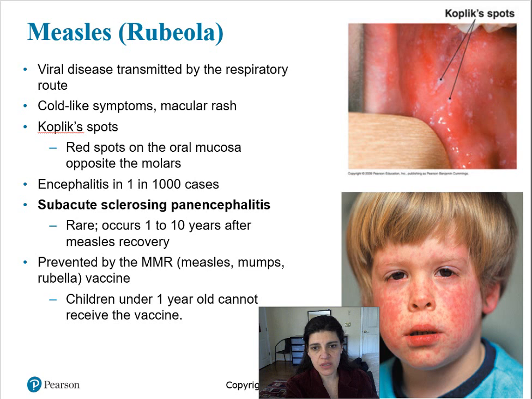1 in 1,000 cases can result in encephalitis caused by measles, okay? It is prevented by the MMR vaccine, or measles, mumps, rubella vaccine. Children under 1 year old cannot receive this vaccine because they still don't have the immune system ready to receive an attenuated virus. High fever, cough, runny nose, and red watery eyes like conjunctivitis are common symptoms.